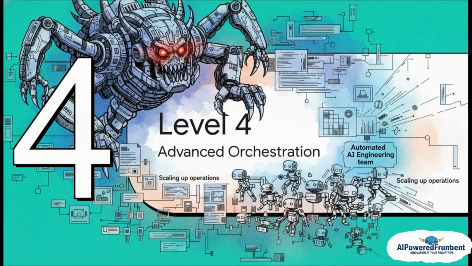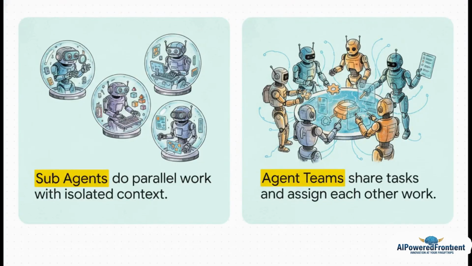All right, welcome to the final boss level, Level 4, Advanced Orchestration. This is where we truly scale up operations from a single chat to an entire automated team. Think about the fundamental difference between subagents and agent teams. With subagents, you can tell your main session to spin up isolated workers to do parallel tasks, like having one agent scrape articles using a cheaper model like Haiku, while your main thread stays perfectly clean and focused on Opus. But agent teams? That's next level. Instead of just working in isolated silos, agent teams actually share a task list. They communicate with one another, and they can even assign each other work. It's a completely cohesive unit.